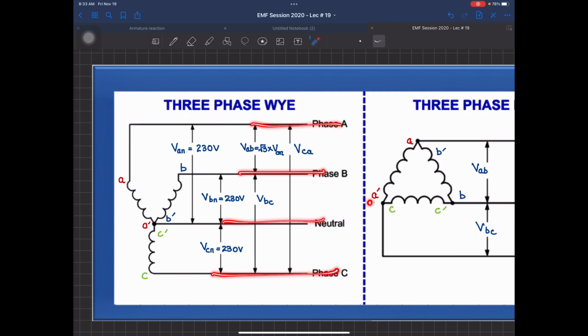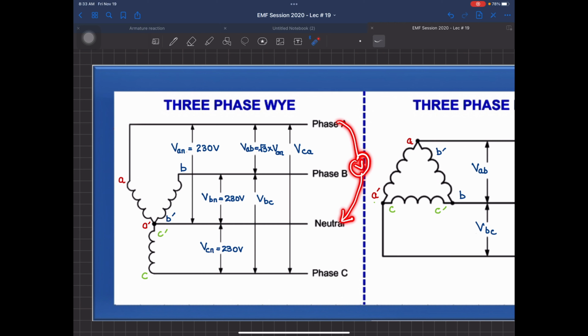You don't have any device at home which is going to have root 3 times your V_A voltage. How this root 3 times is coming, I will explain by mathematical proof. Over here, whenever a load is connected in a three-phase system, you are always going to connect it with respect to your neutral.